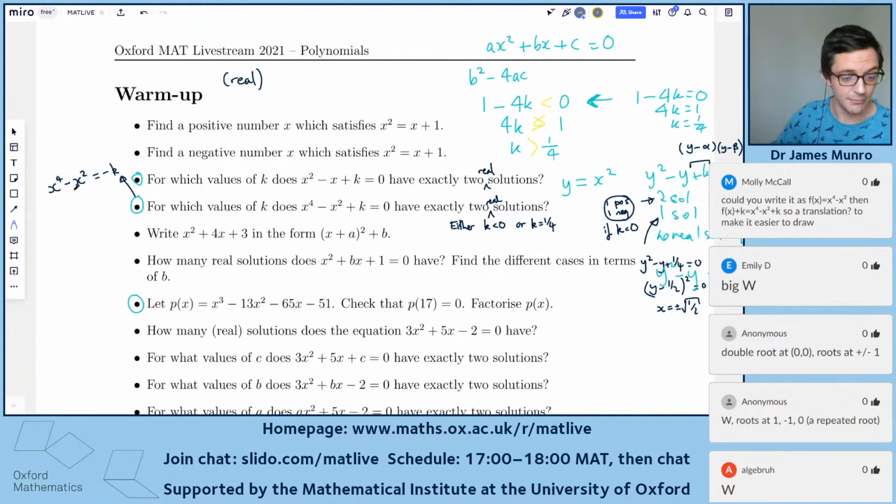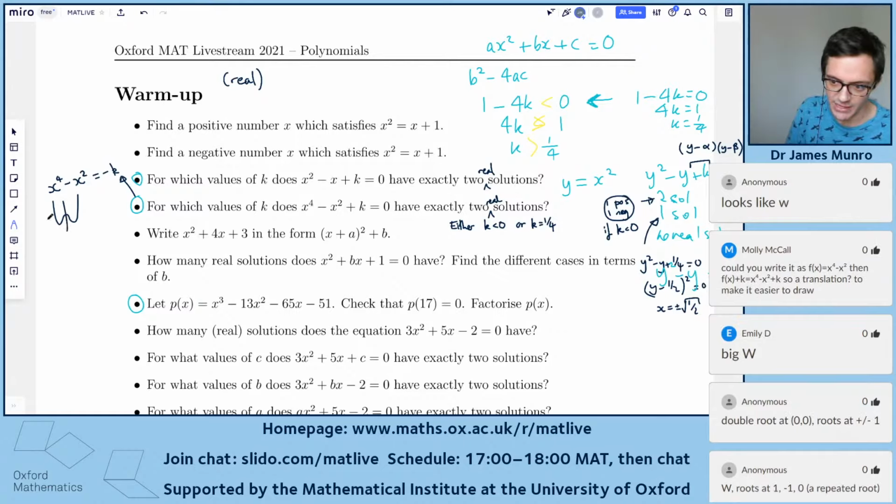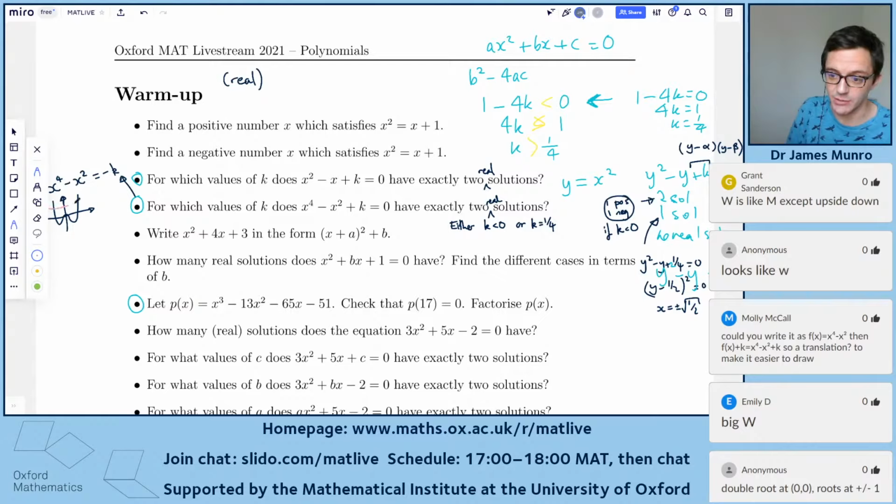Molly makes a good point. Adding k to this equation is a bit like translating it upwards. So you can think about taking this graph, which everyone's told me looks like a W, and translating it up and down if you like. I like to think about that in terms of intersecting this curve with the line y equals minus k. But you could think of this as a translation up and down if you wanted to. A translation or a W. Grant with the wisdom again. Right, okay. y equals minus k.